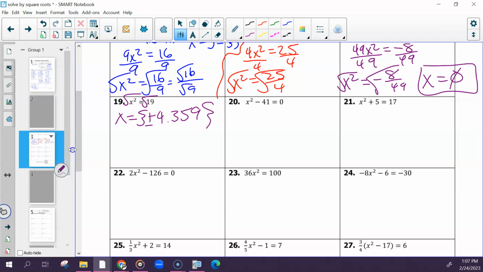Okay. So always, if you're not sure, always do the square root of whatever the number is. If you get a whole number, great. If you get a decimal, it's fine. Just still write it up. So 20, we would do what? Add 41. Take the square root of both sides. What would that give us? 6 plus or minus 6.403.